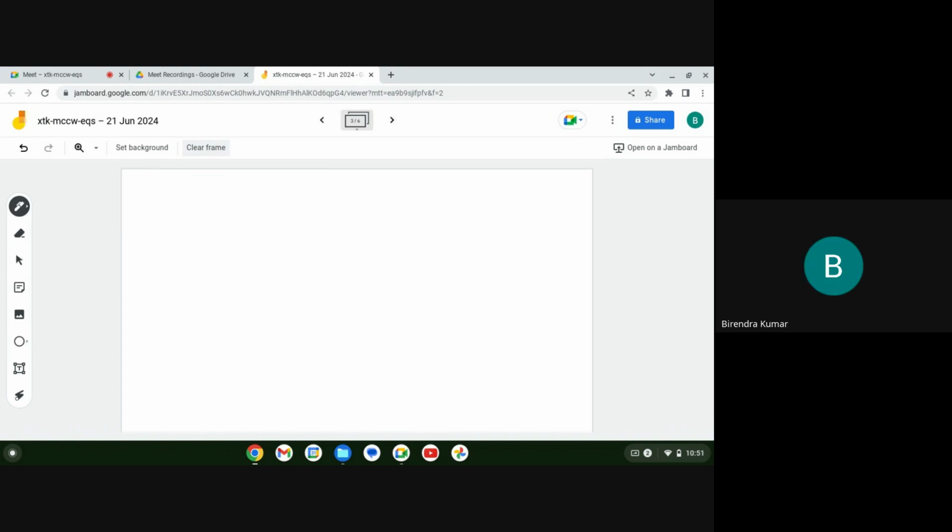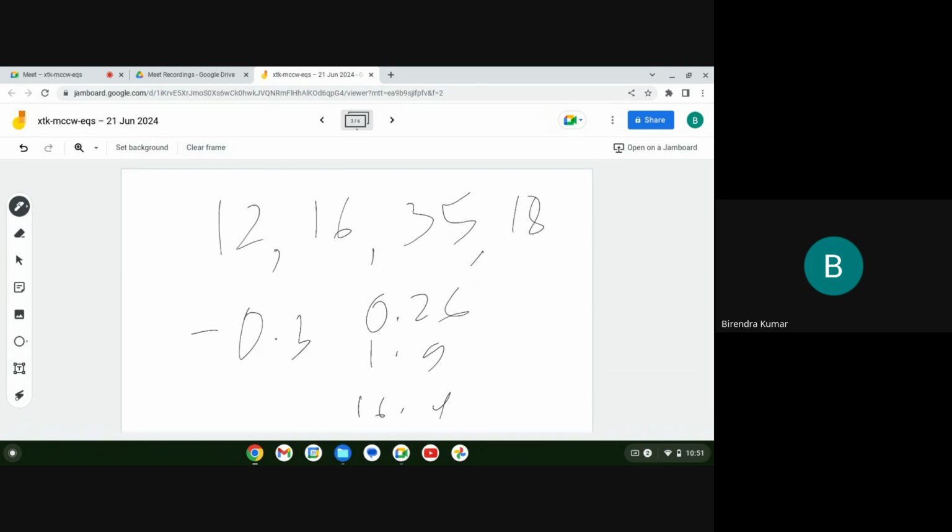Yes. So this is where you have to use some intelligence. That's why I was emphasizing the interpretation part of it. Let me give you an example. Let's say you get numbers like 12, 16, 35, and 18. Find the standard deviation for this one, and your options are 0.26, 1.9, 16.4, and minus 0.3.